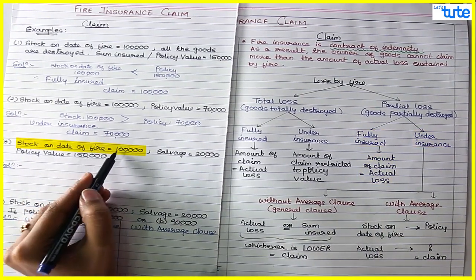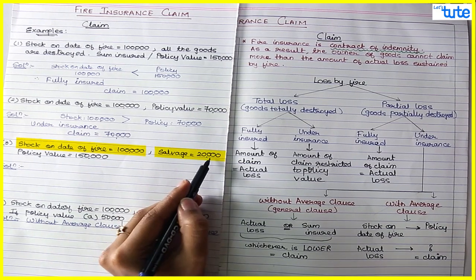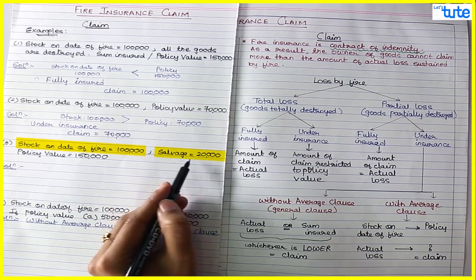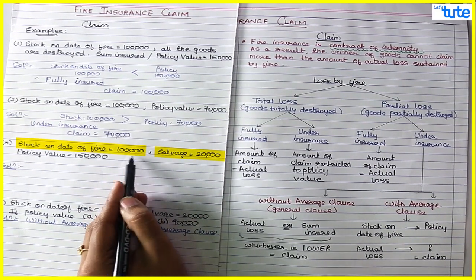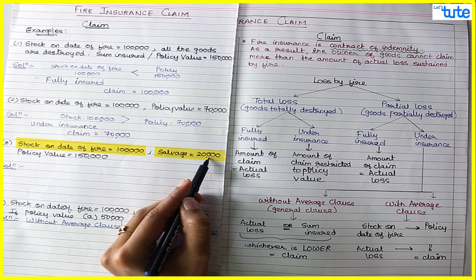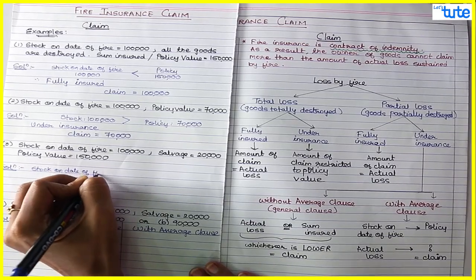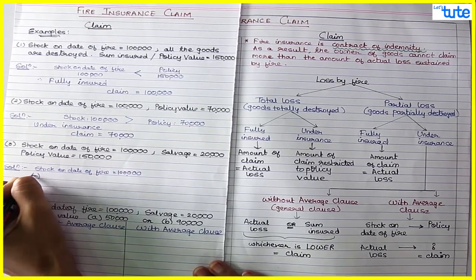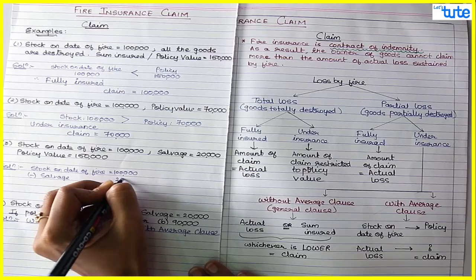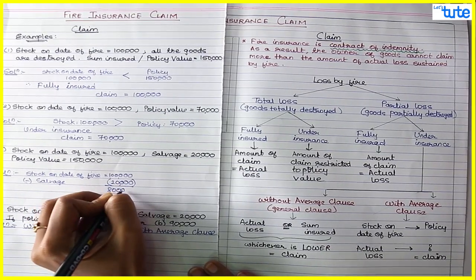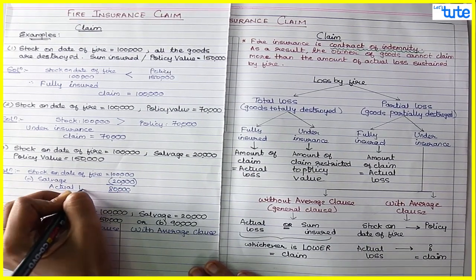Now if the stock on date of fire is 1 lakh and salvage is 20,000, this is a case of partial loss. There was a stock of 1 lakh, but we could save 20,000. So in this case, stock on date of fire is 1 lakh, but there was a salvage of 20,000. So the actual loss suffered by the company is only 80,000.